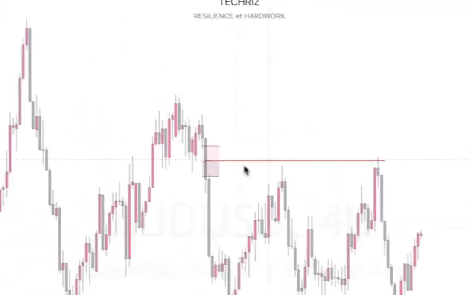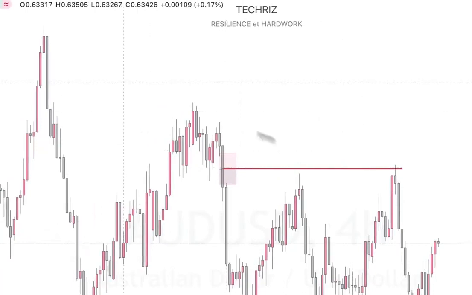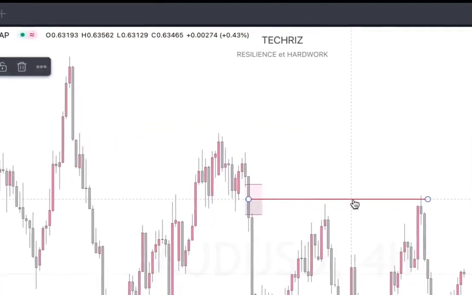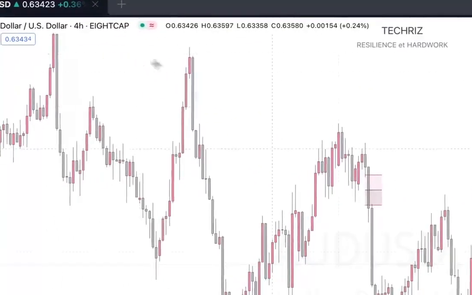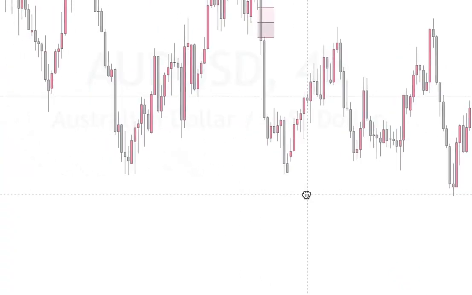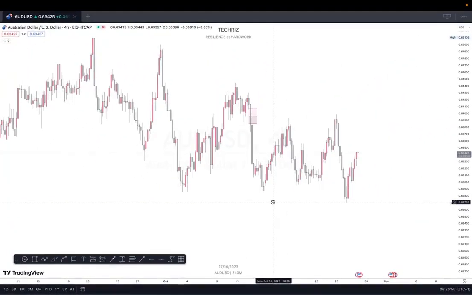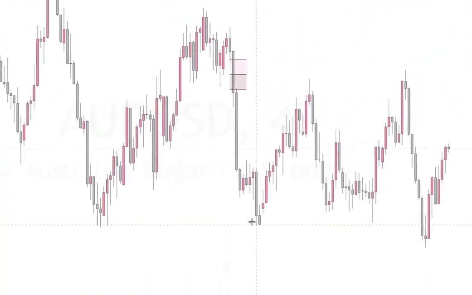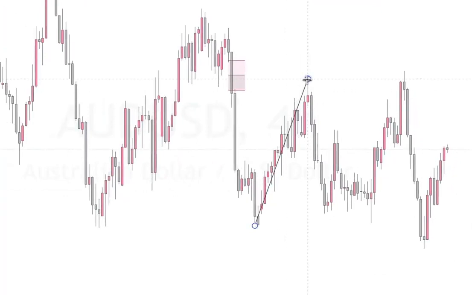But let's say we did not see this FVG. Let's ignore this FVG totally. This is how you can catch a proper liquidity sweep on AUD USD. You can see that the market did something like this.